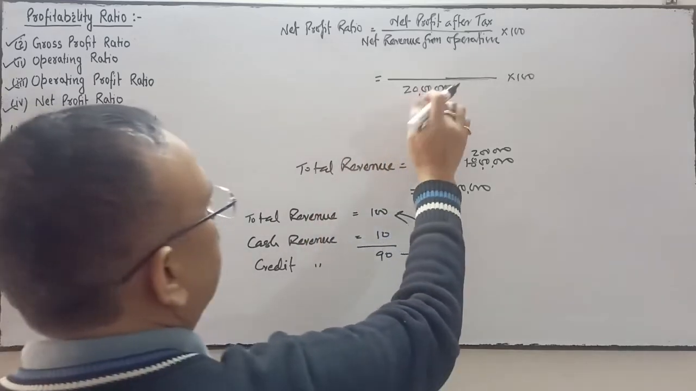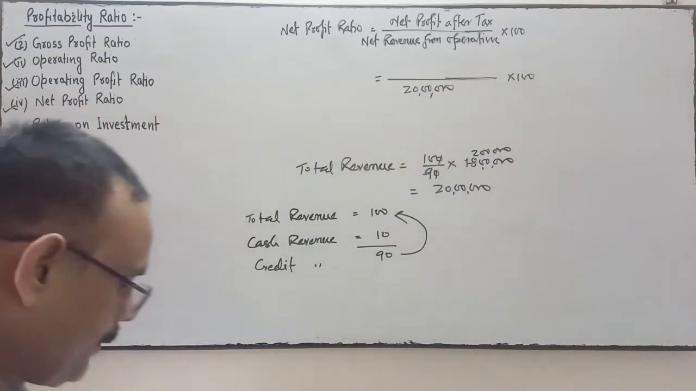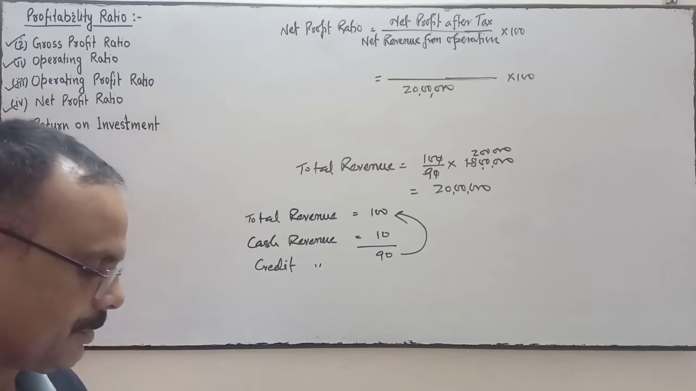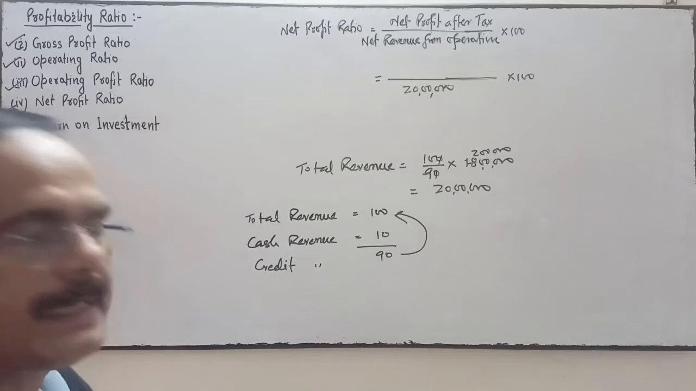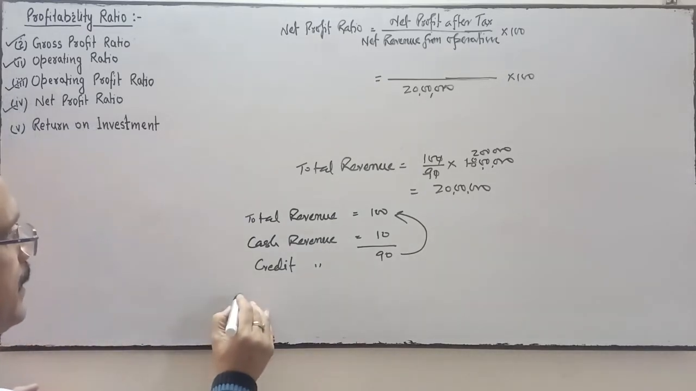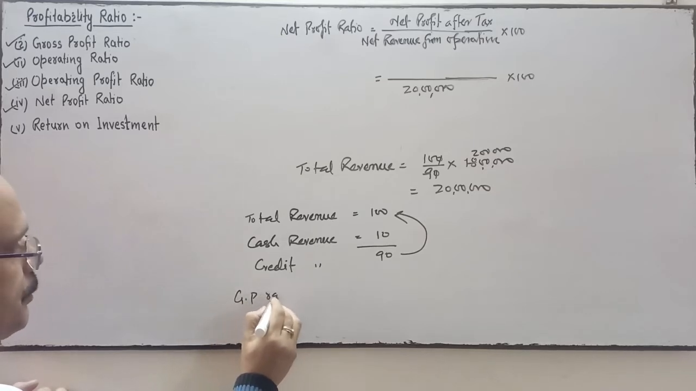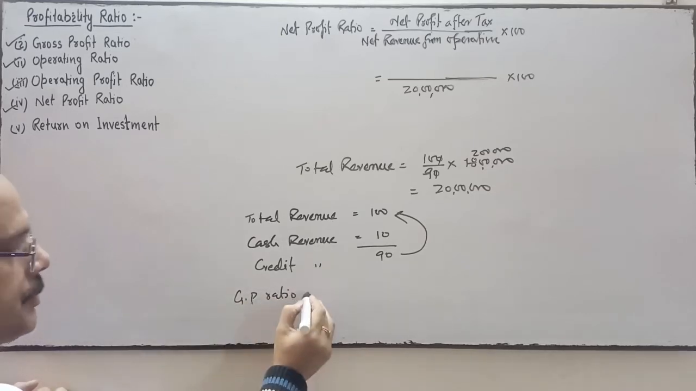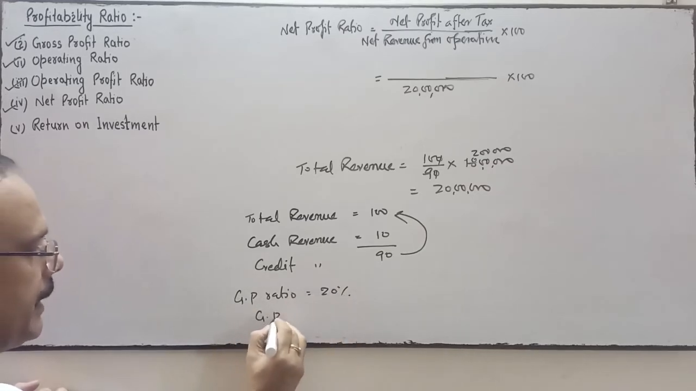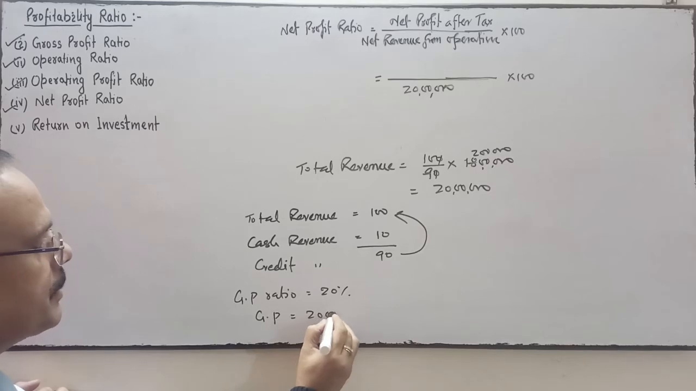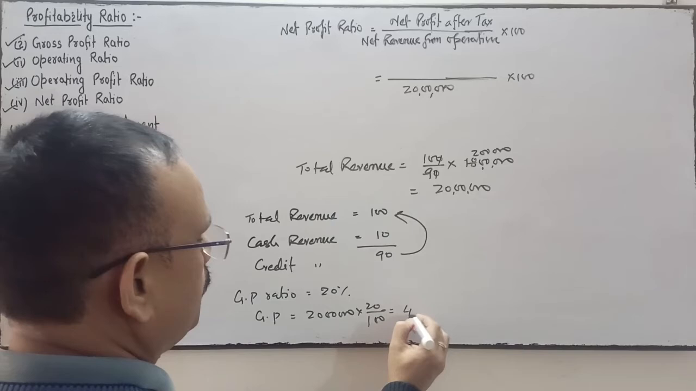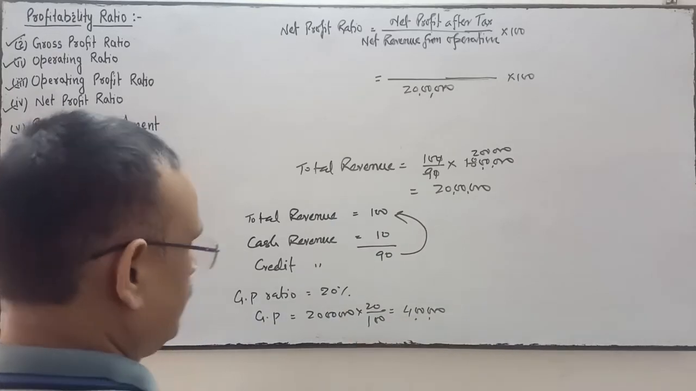Now we will calculate the net profit from this information. If the indirect expense was 50,000, calculate the net profit ratio. Gross profit ratio is 20%. So as per the information, the GP ratio is given. GP ratio is how much? 20%. So it means gross profit is 20% of total revenue. So how much is it? 4 lakhs is the gross profit.